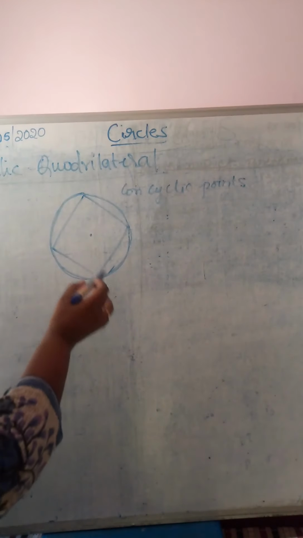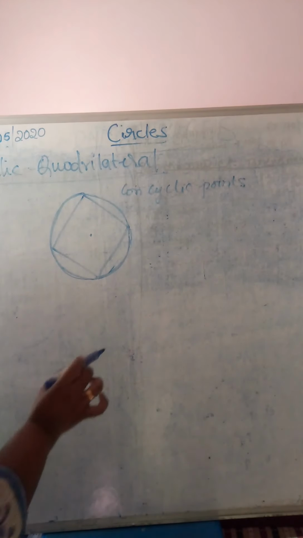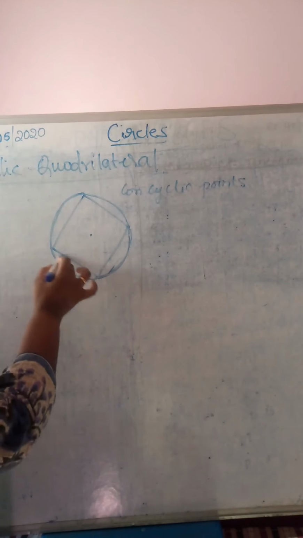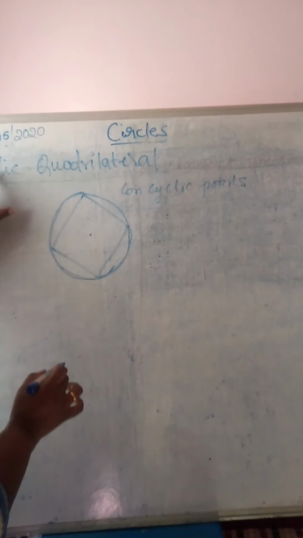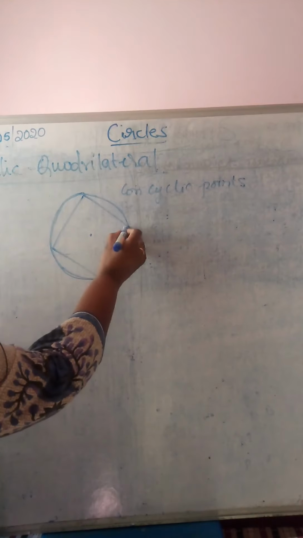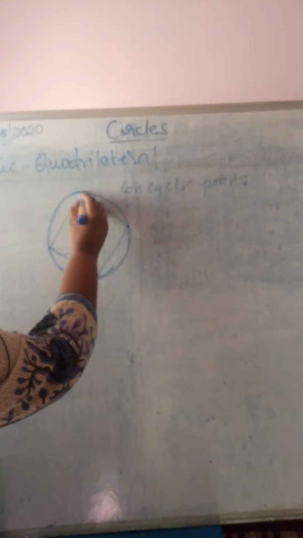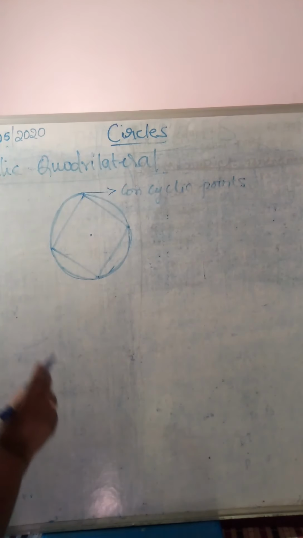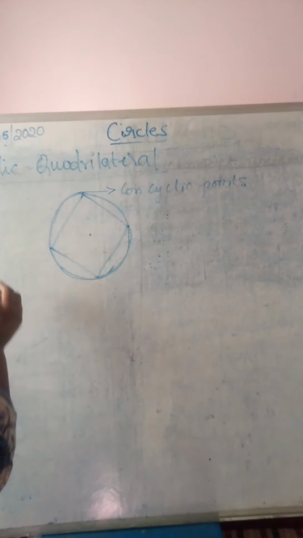Okay, when a circle is drawn around any polygon, we call it circumscribed. Here the circle is circumscribed around a quadrilateral. Now this quadrilateral we call a cyclic quadrilateral. The points at which it touches the circumference of the circle, we call concyclic points. Understood?